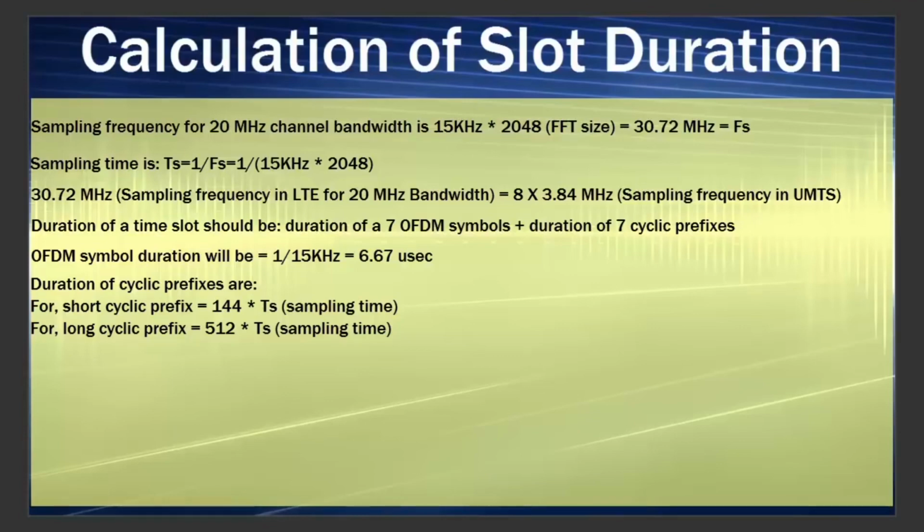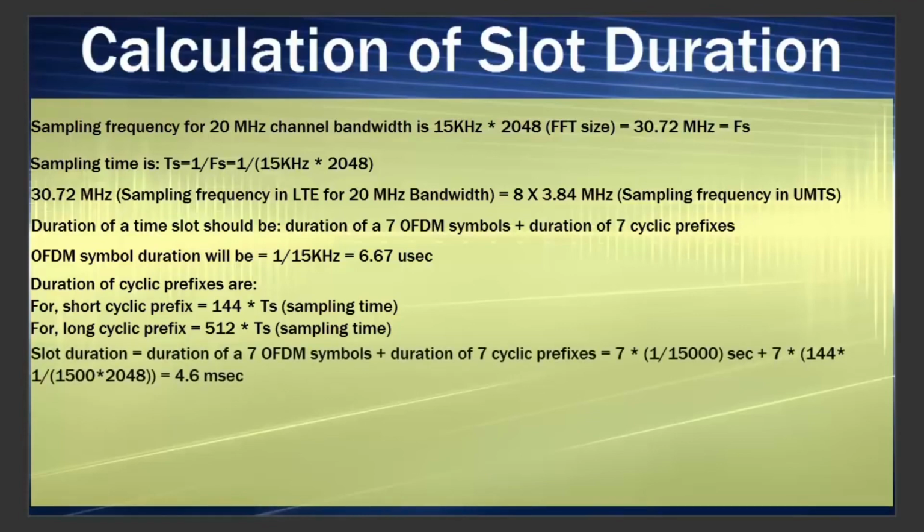For a long cyclic prefix, it is 512 into TS, where TS is again the sampling time. Let's put all these values in the formula. Slot duration would come out to be 4.6 milliseconds. But we already know slot duration is 0.5 millisecond. So where is the gap?